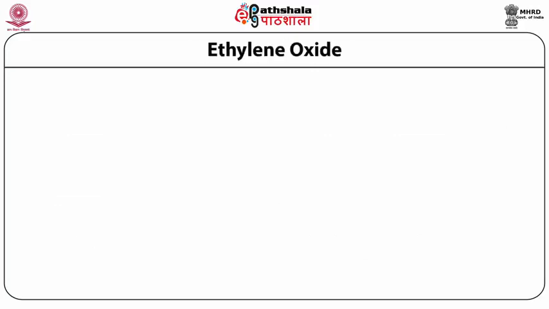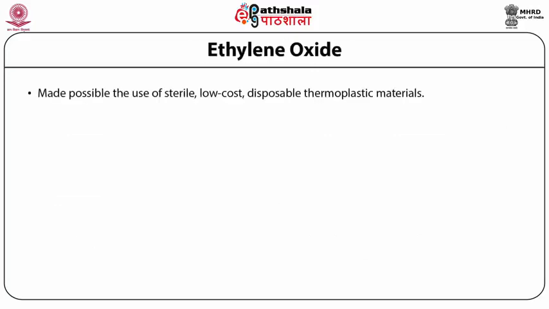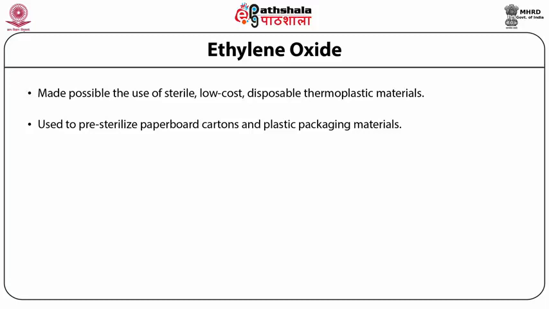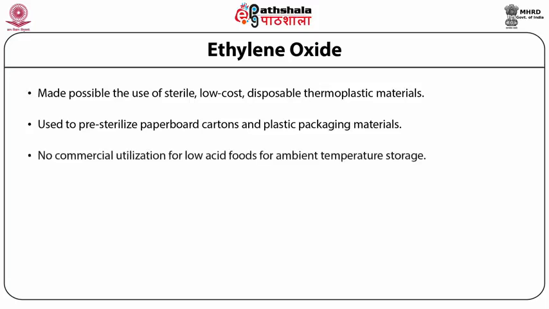Use of ethylene oxide sterilization has made possible the use of sterile, low-cost, disposable thermoplastic materials for industrial application. It has been used to pre-sterilize paperboard cartons and plastic packaging materials. However, no commercial system uses ethylene oxide as a sterilizing agent in aseptic packaging of low-acid foods for ambient temperature storage and distribution.